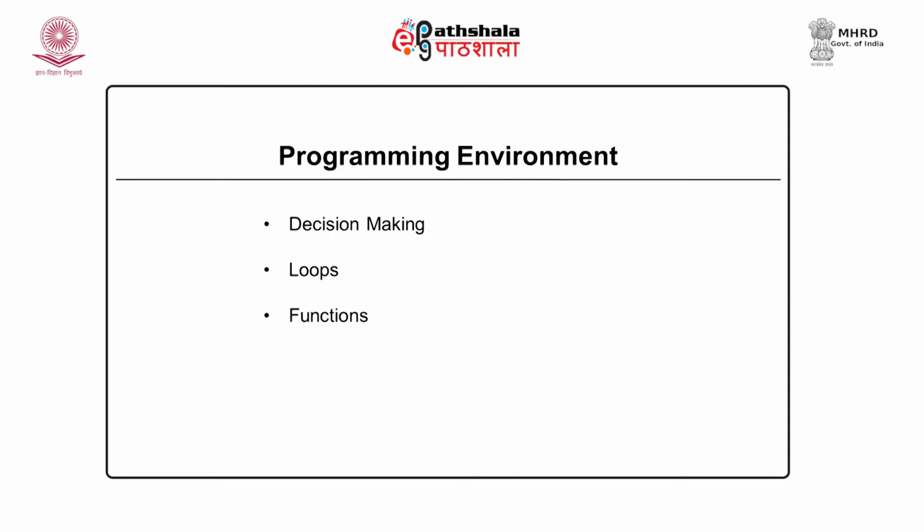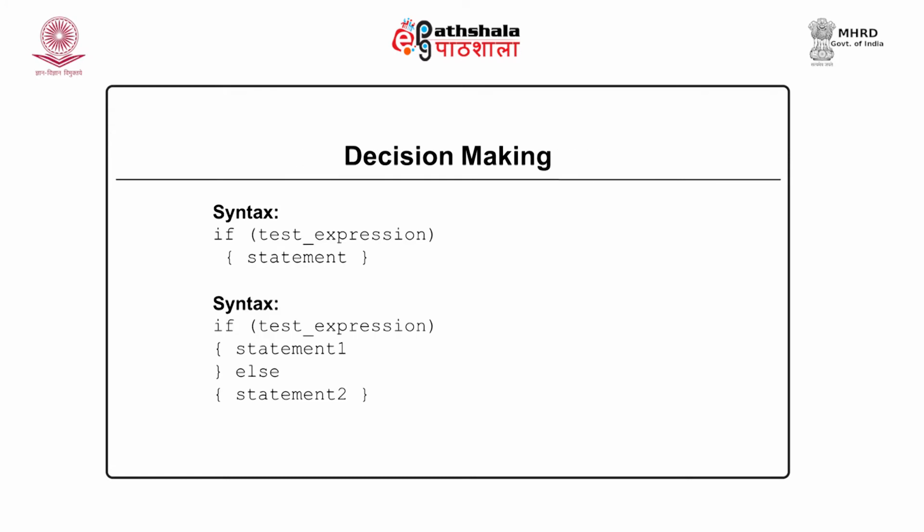Now, the second program will contain decision making, loops and functions. So, let us begin with decision making. This is the syntax of decision making. The if condition can be used for decision making. So, we say if, the test expression, and the set of statements that will be executed. We can also use else along with the if part. So, it can be if the test expression, a set of statements, else and another set of statements. R supports if else, if else if else and so on.